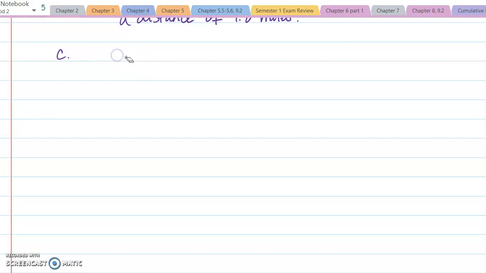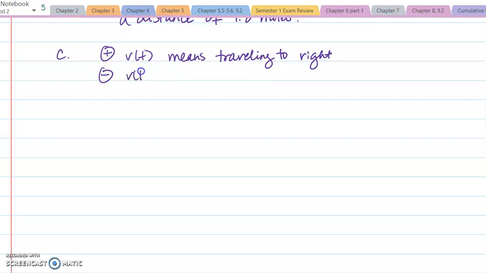Let me write this again. So positive velocity means traveling to the right, and negative velocity means that you're traveling to the left.